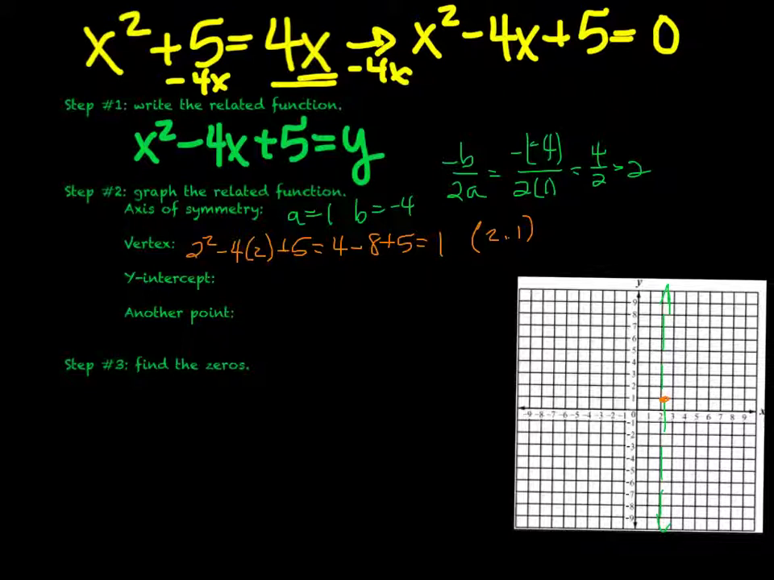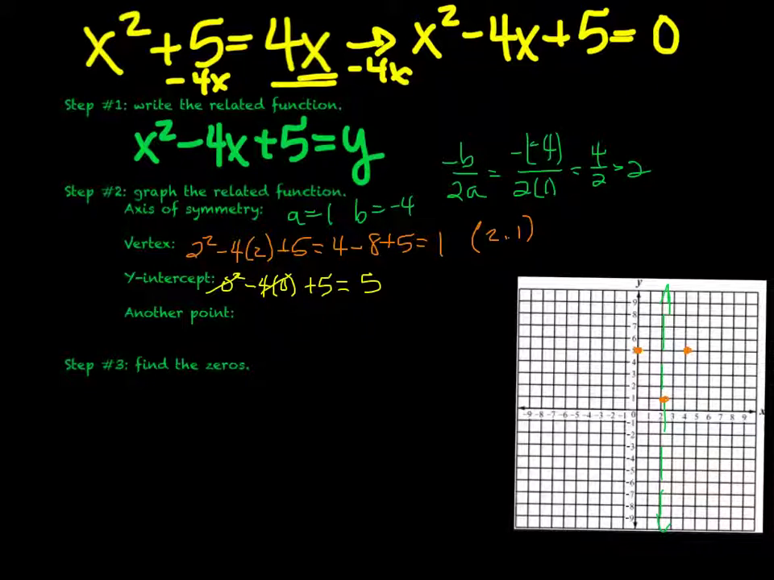We need to find the y-intercept, and our y-intercept is when all those x's are equal to 0. So we have 0 squared minus 4 times 0 plus 5. What is remaining? All of this turns to 0, all of this turns to 0, so we just have a 5. So our y-intercept is at 5. I'm going to use a different color, 5. And we know that is reflected over on the other side of our axis of symmetry, so at 4, 5, there's another point.